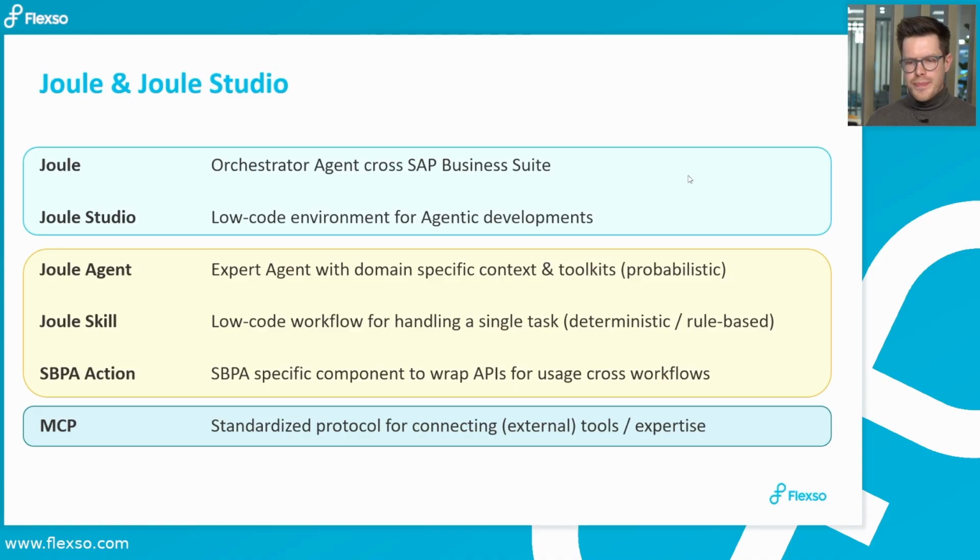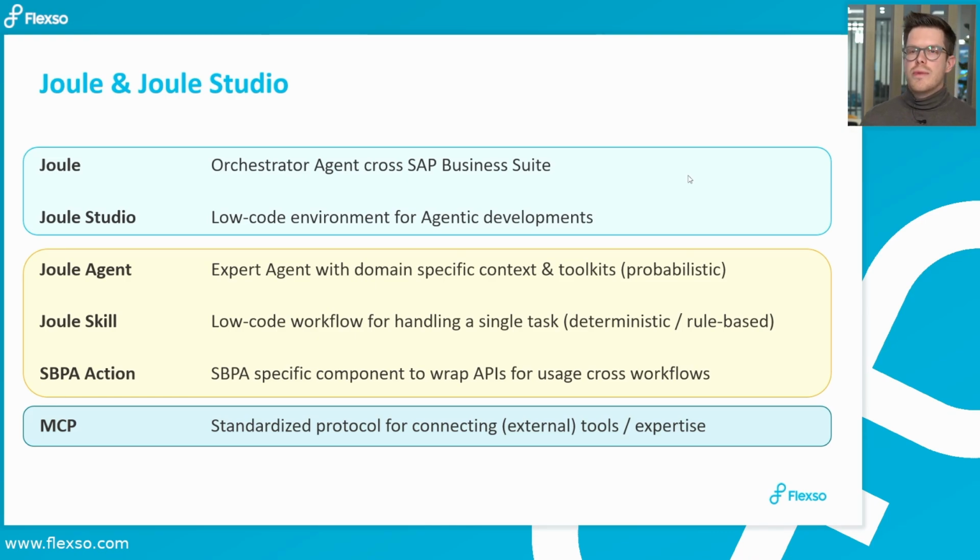Joule Studio is the low-code environment for agentic development, let's say. It's in SAP Build, and you can build low-code custom agents and so on. And then we have the things we can build. So Joule agents, which are expert agents. The expert agents contain all the knowledge, the instructions, and the workflow steps that you need to handle certain toolkits, certain skill sets, and that whole bundle of expertise makes up an expert agent that can handle, let's say, something about production orders and can create a production order.